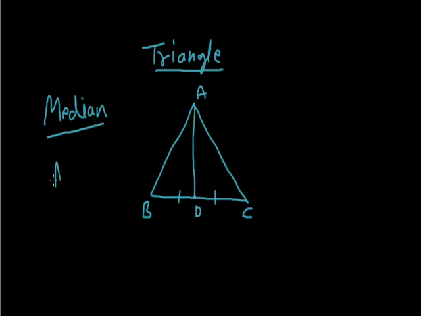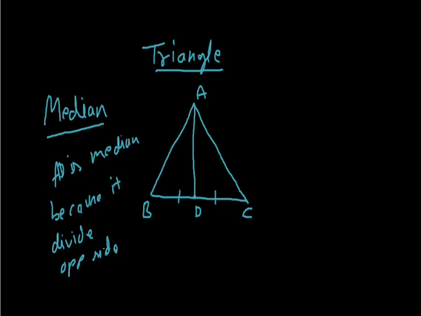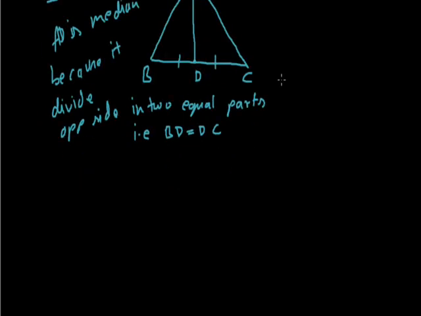Here AD is the median because it divides the opposite side into equal parts. That is, BD equals DC. That is called a median. Now the next important term. In a triangle we have three medians.